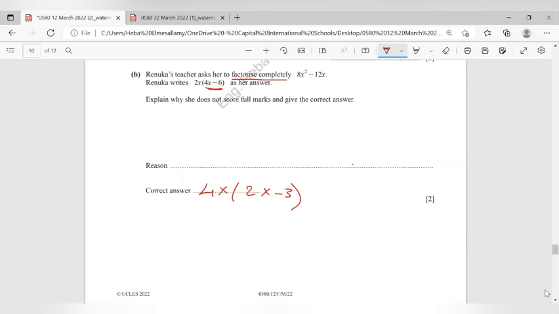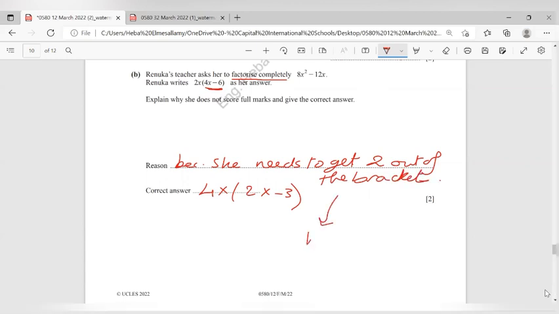Whatever the way you are going to represent your point of view about why her answer is wrong and your way is actually correct, in different words, it will be accepted. And if you just wrote because she needs to get 2 out of the brackets, or we can write that HCF of 4 and 6 is 2. Whatever you are going to write and it's correct, it will be accepted.